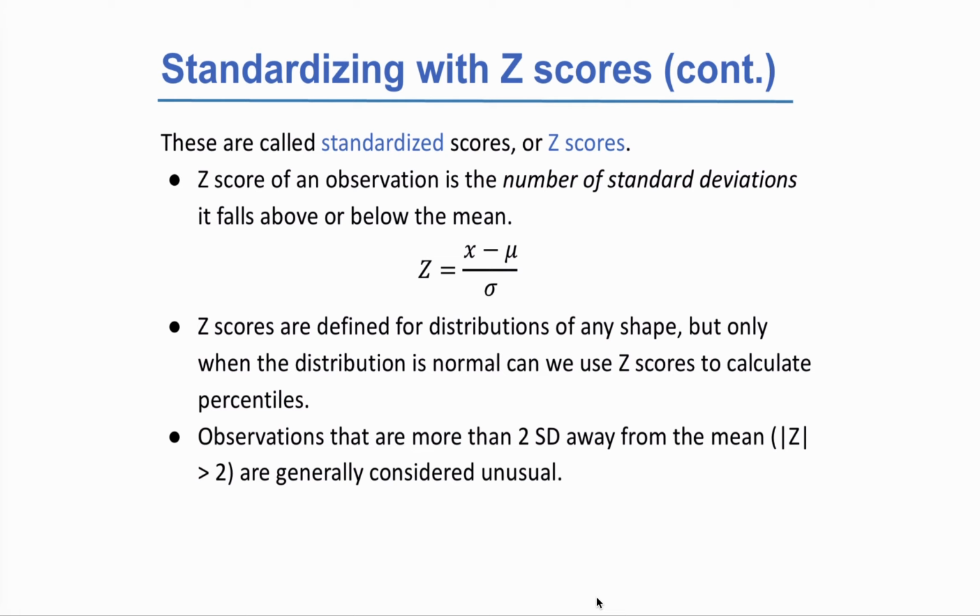Z-scores are defined for distributions of any shape, but we can only use the z-scores to calculate percentiles when the distribution is nearly normal. Any distribution will have z-scores in that it has a standard deviation, and you can calculate how many standard deviations something is above the mean. But with normal distributions, we can calculate percentiles. Observations that are more than 2 standard deviations from the mean are considered unusual. So that was one of our definitions for outliers. An outlier can be defined as an observation that is more than 2 standard deviations away from the mean.